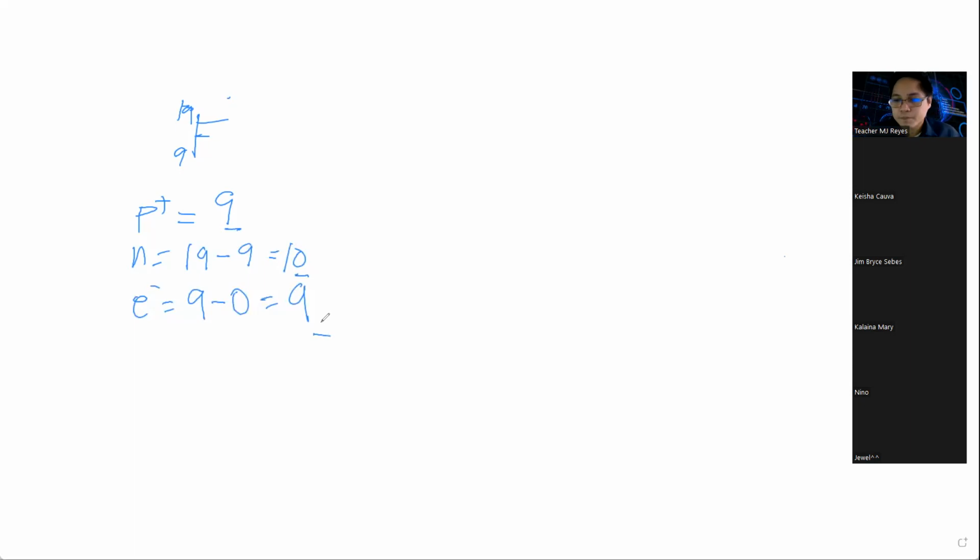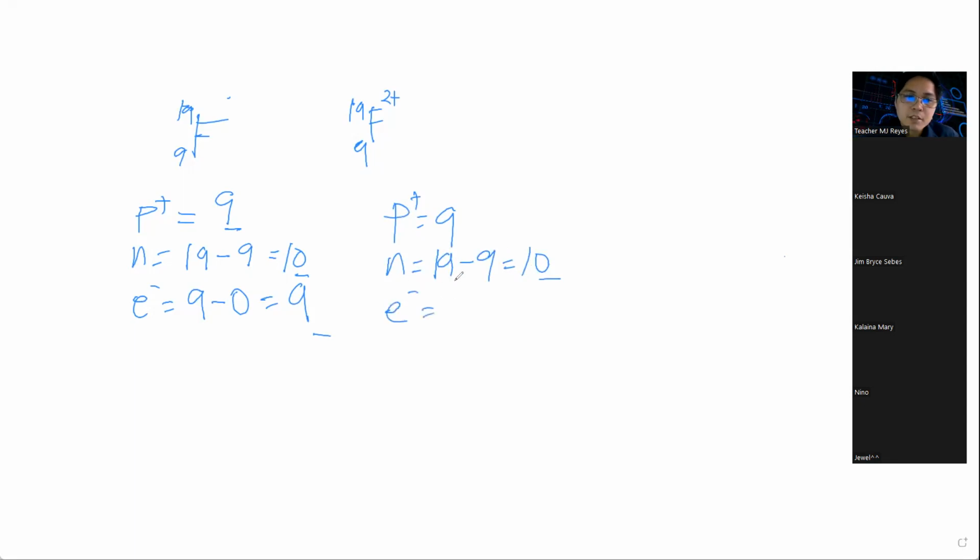How about if we change the fluorine into a cation? We have fluoride, with a cation charge of 2 plus. So it is now an isotope. It becomes a cation. Let's check if the number of protons, neutrons, and electrons are still the same. Protons is always equal to the atomic number, which is 9. Neutrons is always the atomic mass minus the atomic number. So it will become 10. The neutrons here is 10.